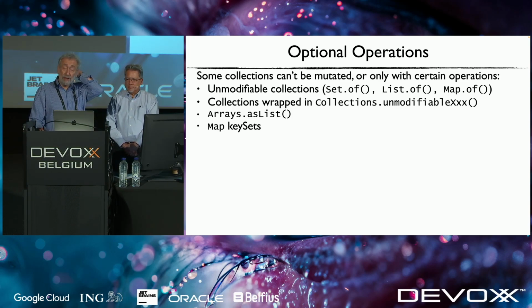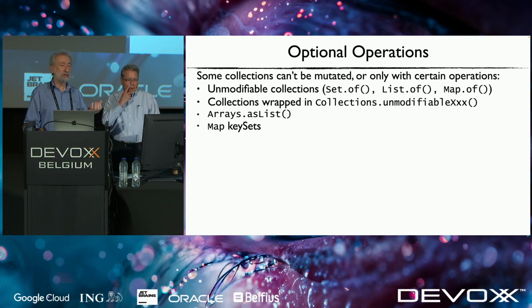But they also occur because of collection views. So Arrays.asList, for example, gives you a view on an array which allows you to use some list methods. So you can, for example, use list.contains and you can use list.set. And so on. But you can't use list.add, or at least you can't use list.add without an index, because the backing structure is an array, and you can't remove elements from such a list.